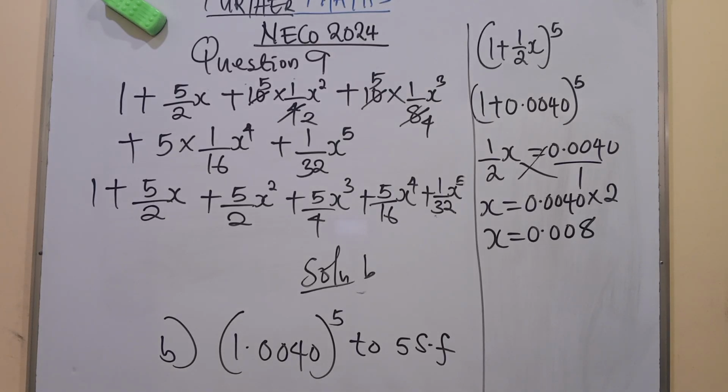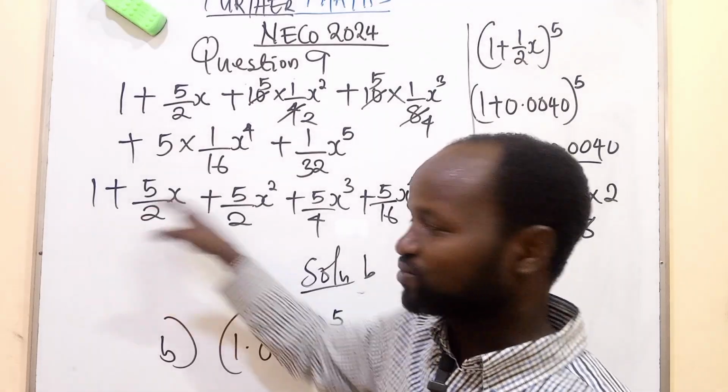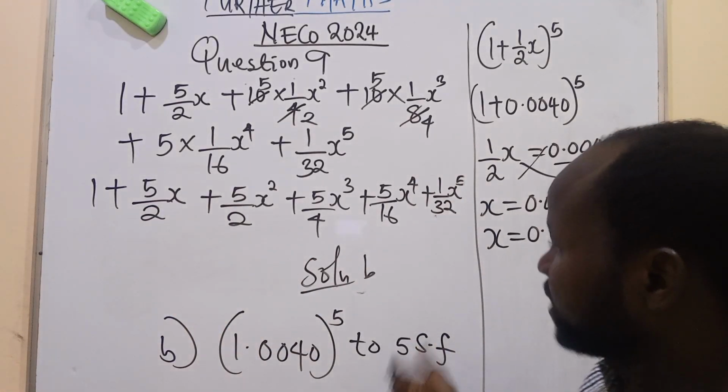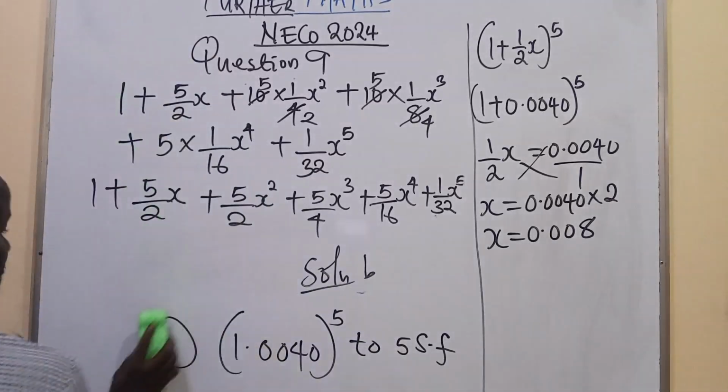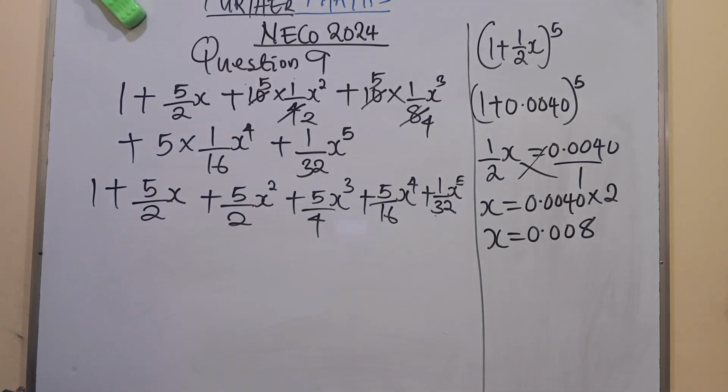What are we supposed to do with this x? We have to use this our expansion here to substitute. Anywhere we see x, we put 0.008. So let's do the expansion here. Let's start. We're solving B now.